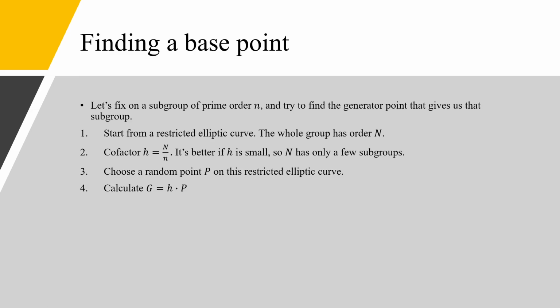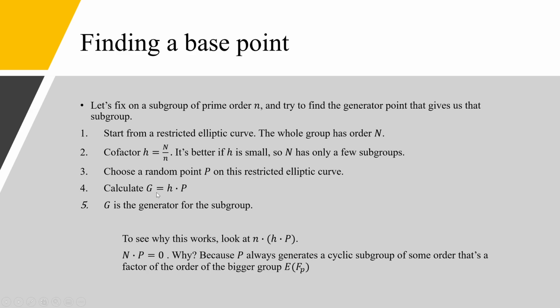And we calculate h dot p, where this dot again refers to scalar multiplication of an elliptic curve. So we perform the group operation with p itself h times, and this point G is the generator for our cyclic subgroup. In order to understand this process, let's look at it this way. To see why this works, look at n dot h dot p, and let's focus a bit on this first.